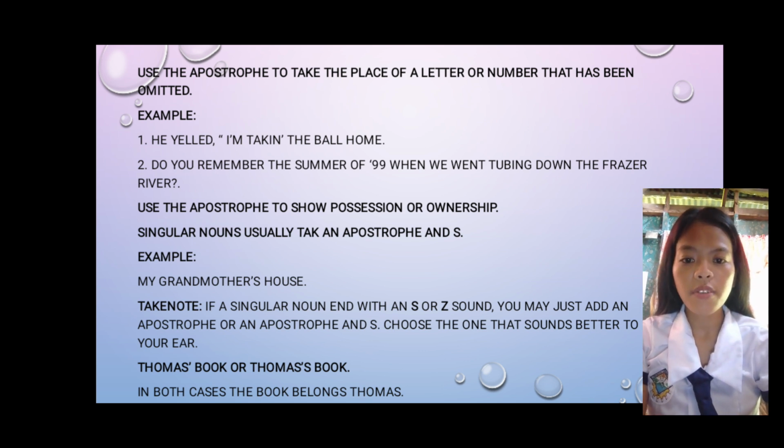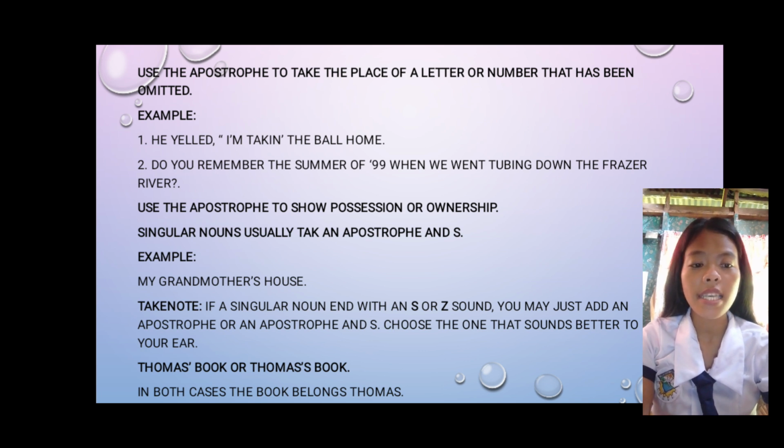Next is use the apostrophe to show possession or ownership. Singular nouns usually take an apostrophe and S. Example, my grandmother's house. Take note, if a singular noun ends with an S or Z sound, you may just add an apostrophe or an apostrophe and S. Choose the one that sounds better to your ear. Thomas' book or Thomas's book. In both cases, the book belongs to Thomas.